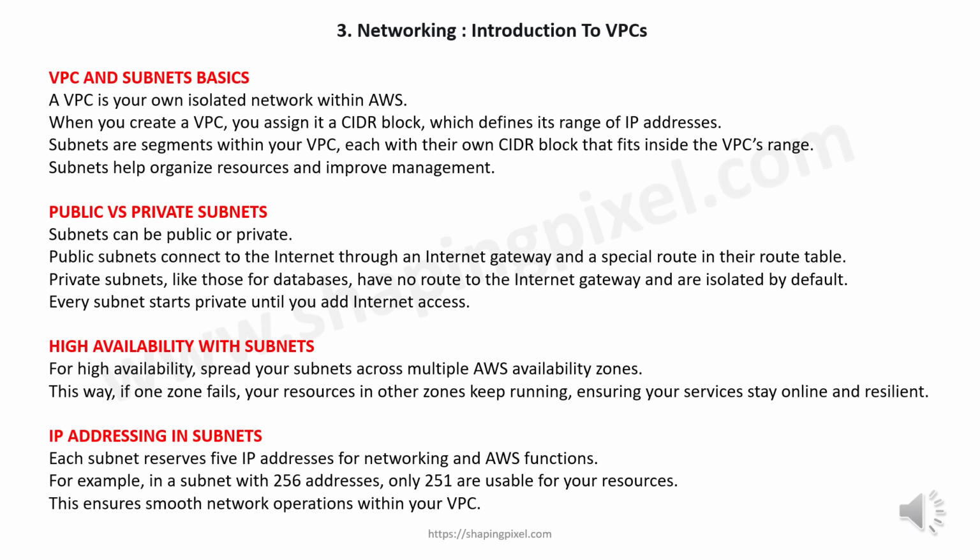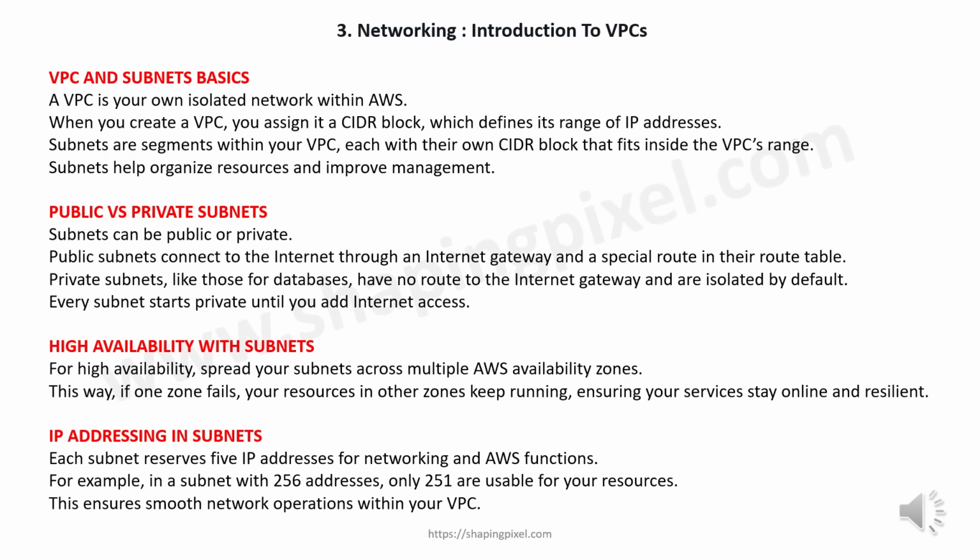Let's break down virtual private clouds, or VPCs, and subnets in Amazon Web Services. Understanding these concepts is key to building secure, scalable, and resilient cloud infrastructure. A VPC is your own isolated network within AWS. When you create a VPC, you assign it a CIDR block, which defines its range of IP addresses. Subnets are segments within your VPC, each with their own CIDR block that fits inside the VPC's range. Subnets help organize resources and improve management.